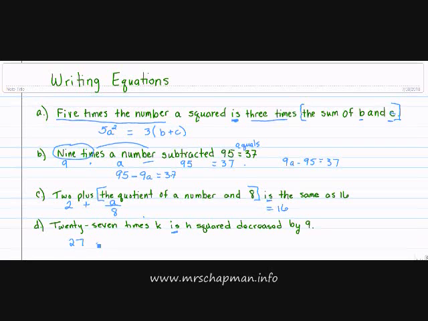27 times k is h squared decreased by 9. Now, that's pretty straightforward. When you go back and look at it, it says decreased by 9, which means subtracted by 9. I can rewrite it and make it look prettier and push those two together and write 27k equals h squared minus 9. Okay, that makes it look a little bit nicer. I like to rewrite the problems first, spreading it out, making sure I have everything exactly where I want it.